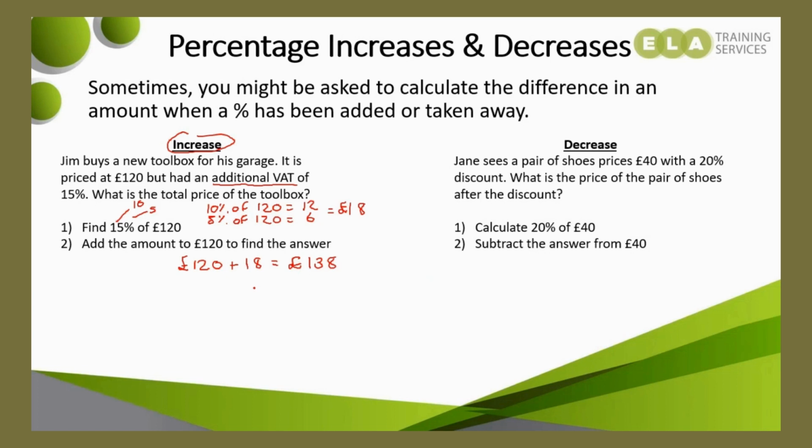This rule applies whenever we're doing decreases, but the only change is because it's a decrease, we subtract. So Jane sees a pair of shoes priced £40 with a 20% discount. What is the price of the pair of shoes after the discount?